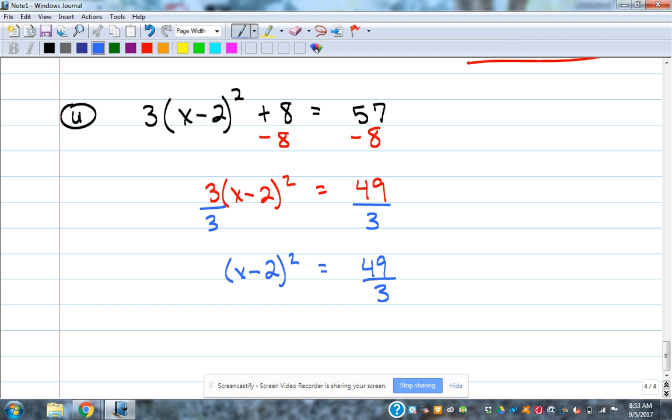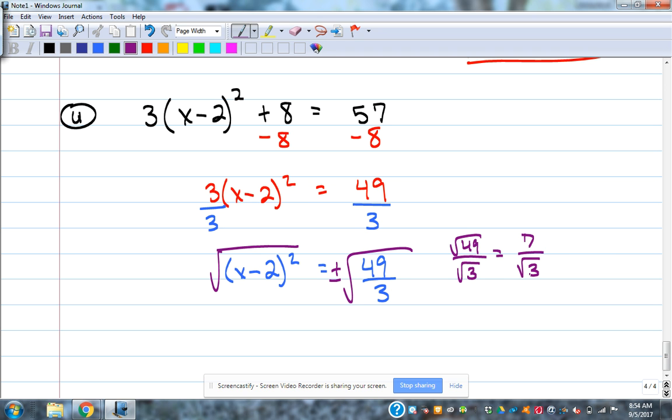And then what's the next step in this problem? You got to take the square root of both sides. Side with the number gets the plus or minus. That's a fraction inside of a square root. So we've talked about that today. We're going to simplify that as much as we can. We know that the square root of 49 is what? 7. So that's really 7 over the square root of 3.